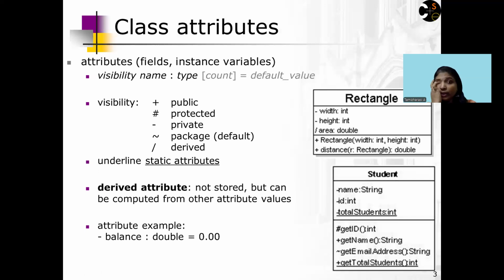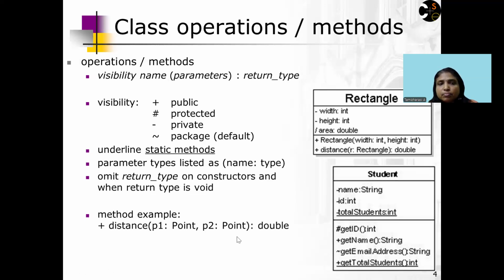So as I told you, the attributes can have visibility: plus means public, hash means protected, minus means private. This is package and this is derived. So these are the visibilities of the access specifiers. And when you underline, then it is a static variable. Okay. And next is methods. Methods also have visibility like public, protected, private, and package. For static methods, you have to underline. And you can also have a return type.